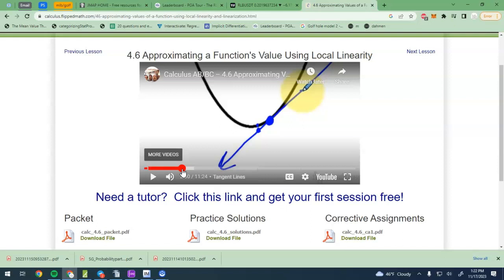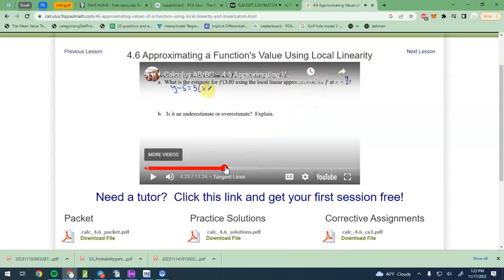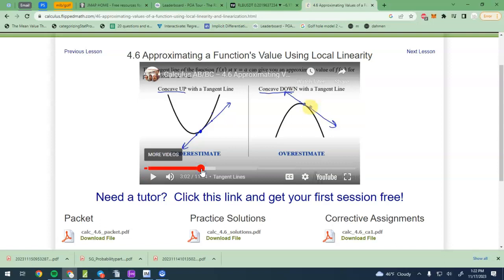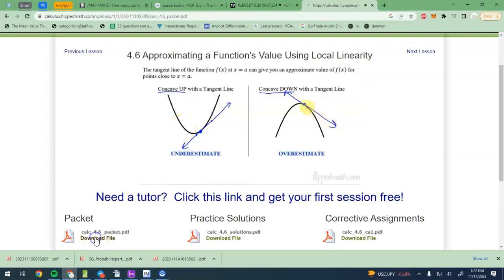In this case, would my line or this dot underestimate or overestimate the true result? Underestimate, because it's supposed to be up here, but this line goes underneath the curve. The idea is we're trying to zoom way in, and that would be an approximation. So I'm going to use this line as a way to estimate points on the curve, even though I can't see what they are.